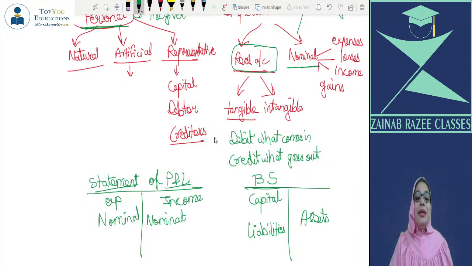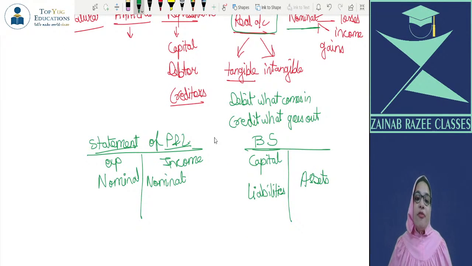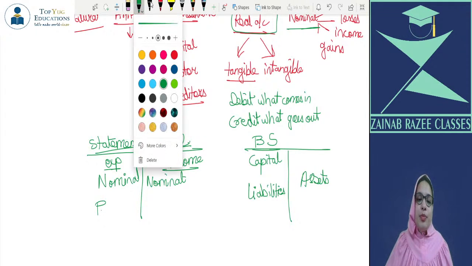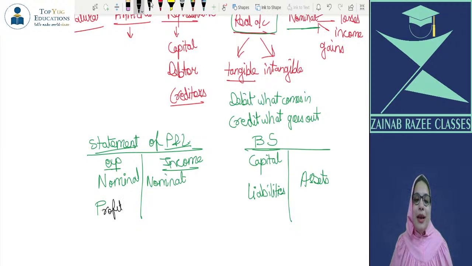And then I had said that if income is more than expenses, and there is a profit, the profit belongs to the owner, and profit will be added in capital. In case there is a loss, it will be subtracted. So with this capital plus profit, we came on to the word equity, right?